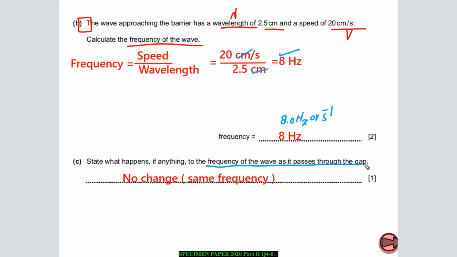We have already discussed that frequency depends on the source, and frequency is equal to V over lambda. As the source is not changing, it means the frequency is not changing. So this is our answer: no change.